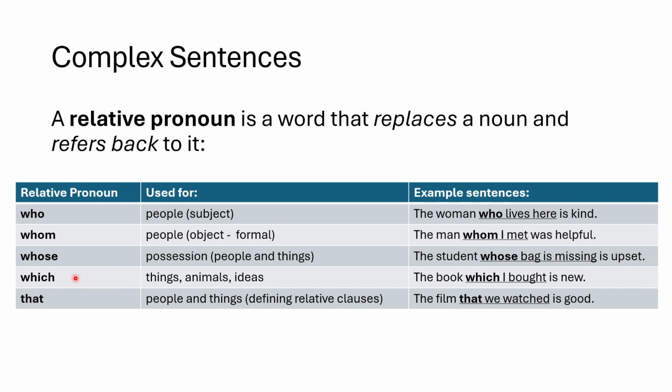The relative pronoun which is used for things, animals, and ideas. For example, the book which I bought is new. The relative pronoun that is used for people and things in defining relative clauses. For example, the film that we watched is good.